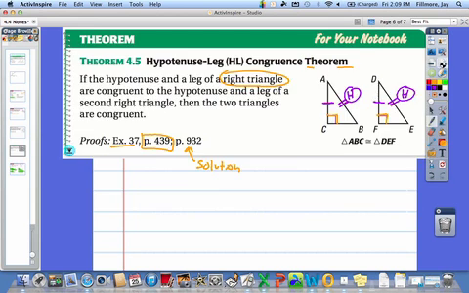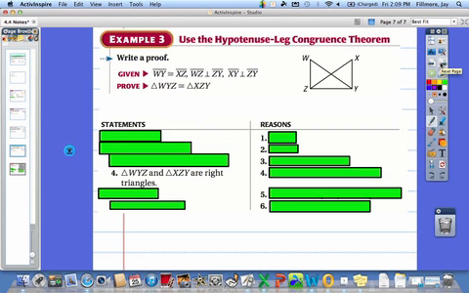So let's use this in a proof. Here, we have some given information, and we have two triangles overlapping, forming three smaller triangles. We want to prove that triangle WYZ is congruent to XZY. Since WYZ and XZY are our two large triangles that are overlapping, I'm going to pull these apart and make them separate so it's a little bit easier to look at. And then I'll label these accordingly. So this was W, Z, and Y. This was X, Z, and Y.